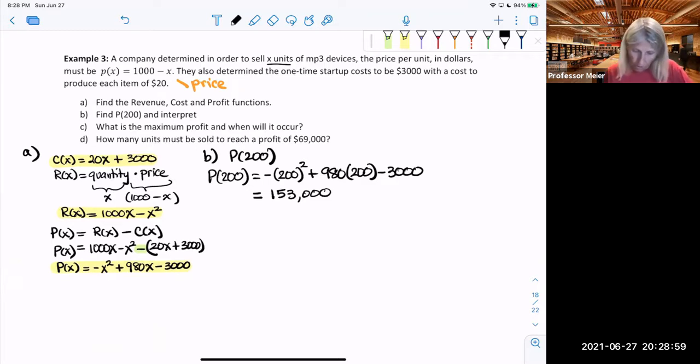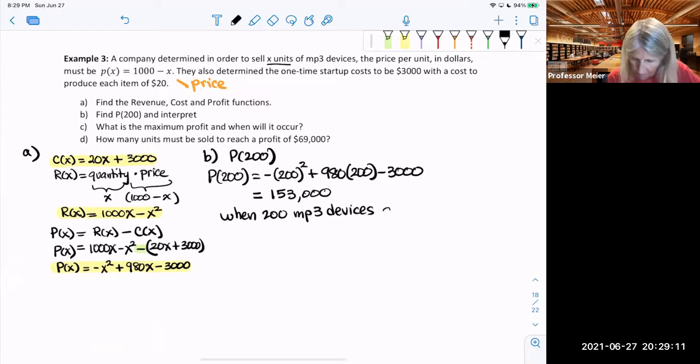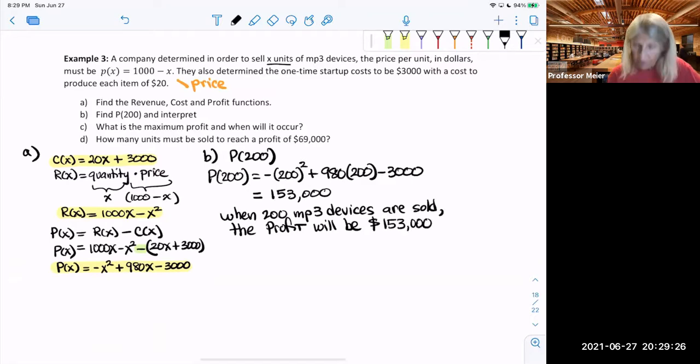So 200 is the X value. So that's the units. So I'll start by saying that. So when 200 MP3 devices are sold, the profit will be, and that's the number I got here, $153,000. So always writing your answer in words with the appropriate units on them. Okay.